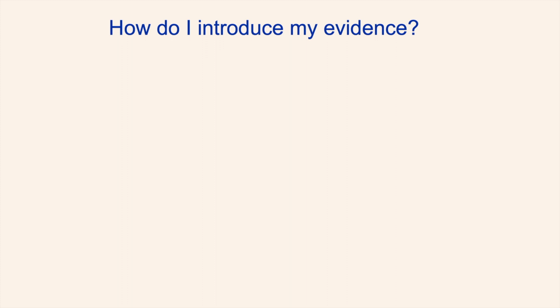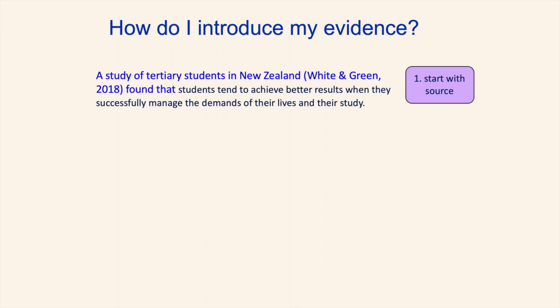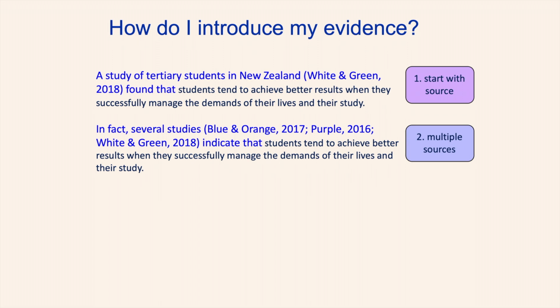Another question often asked is, how do I introduce ideas from my sources into my writing? There are several different ways this can be done. In the examples we'll show, the content is exactly the same, but the method of introducing it is different. The first way to introduce your information is to start by describing the source. In this case, a study of tertiary students in New Zealand. In this example, the citation appears inside the sentence to show who did the study.